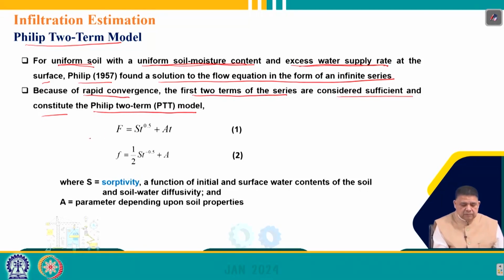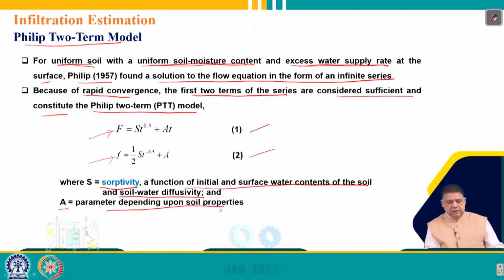And as per this model, capital F, which is the cumulative infiltration, is S t to the power 0.5 plus A t, or infiltration rate f is 1 by 2 S t to the power minus 0.5 plus A. So, the first equation gives the cumulative infiltration, the second one gives the infiltration rate. And here the parameter S is absorptivity, which is a function of initial and surface water contents of the soil, and soil water diffusivity, and A is a parameter depending upon soil properties. So, of course both A and S are soil properties.